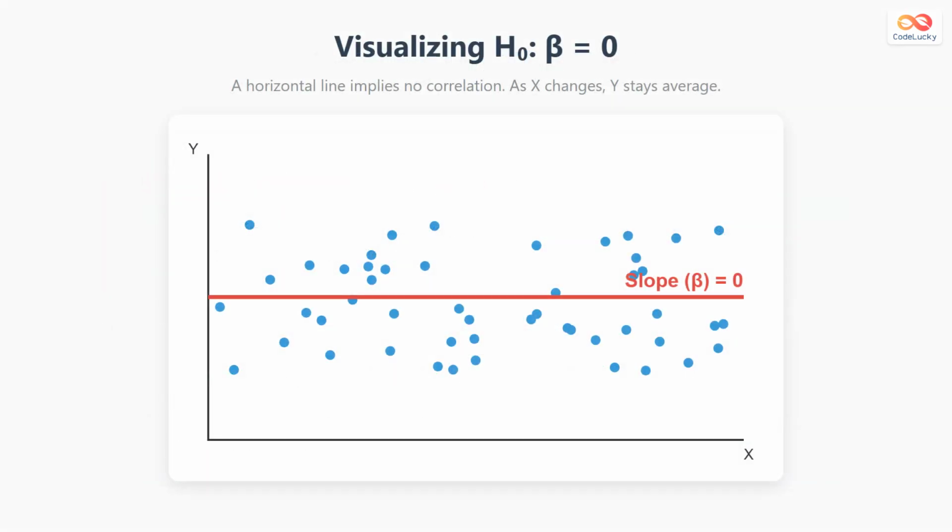Let's visualize what the null hypothesis looks like. If beta is 0, the regression line is flat or horizontal. This means that as you move along the x-axis, the average value of y does not change. There is no correlation, and knowing x gives you no predictive power for y beyond the simple average.